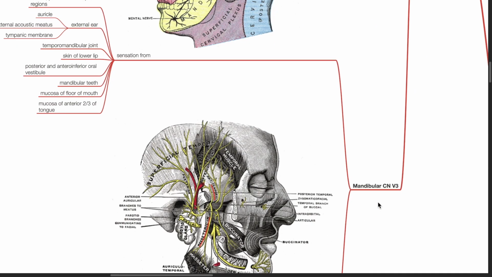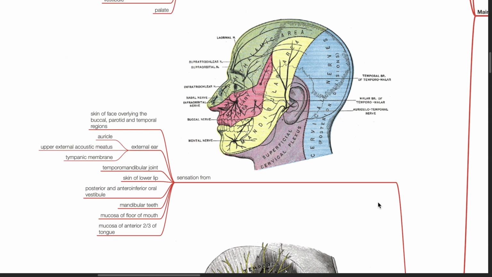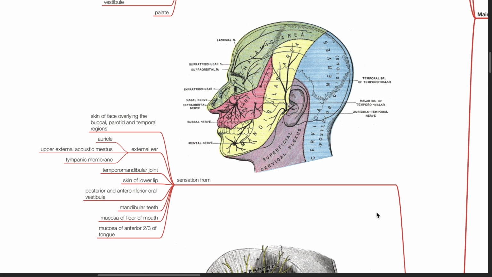The mandibular branch receives sensation from the skin of the face overlying the buccal, parotid, and temporal regions, the external ear, which includes the auricle, upper external acoustic meatus, and tympanic membrane, the temporomandibular joint, skin of the lower lip, posterior and anterior-inferior oral vestibule, mandibular teeth, mucosa of the floor of the mouth, and mucosa of the anterior two-thirds of the tongue.